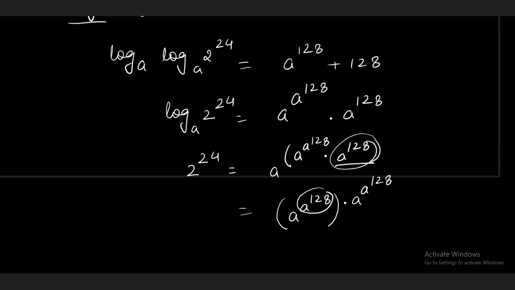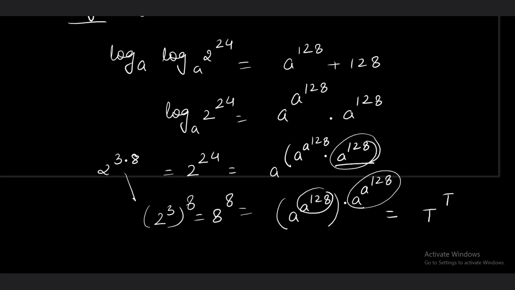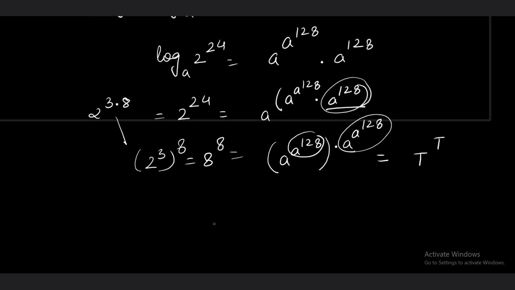But what about the right hand side? The right hand side that we are getting here is something like t raised to the power t. Correct? If I represent it with t, then this is t power t. Let us write the left hand side also in the similar form. See, what is 24? This is actually 2 raised to the power 3 into 8. So I can write this quantity as 2 cube power 8, which is nothing but 8 power 8. 8 power 8 का मतलब from here I can conclude that t is going to be equal to 8.